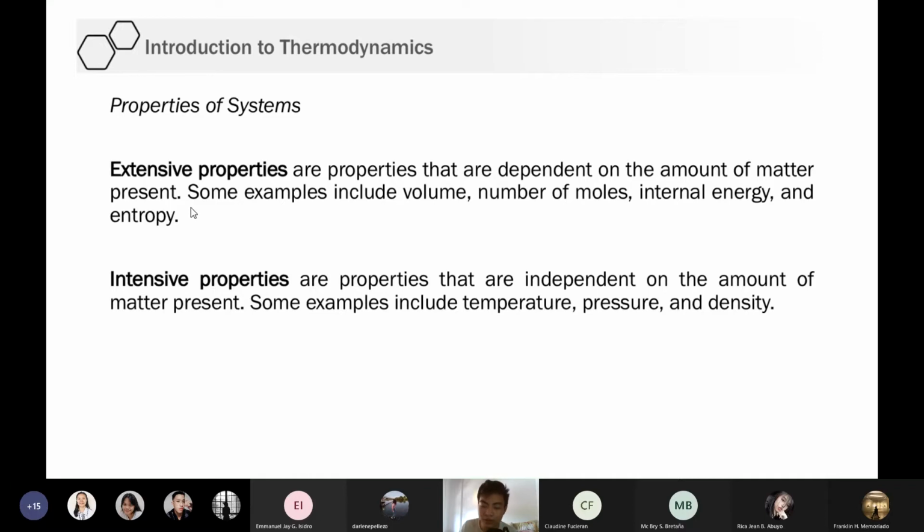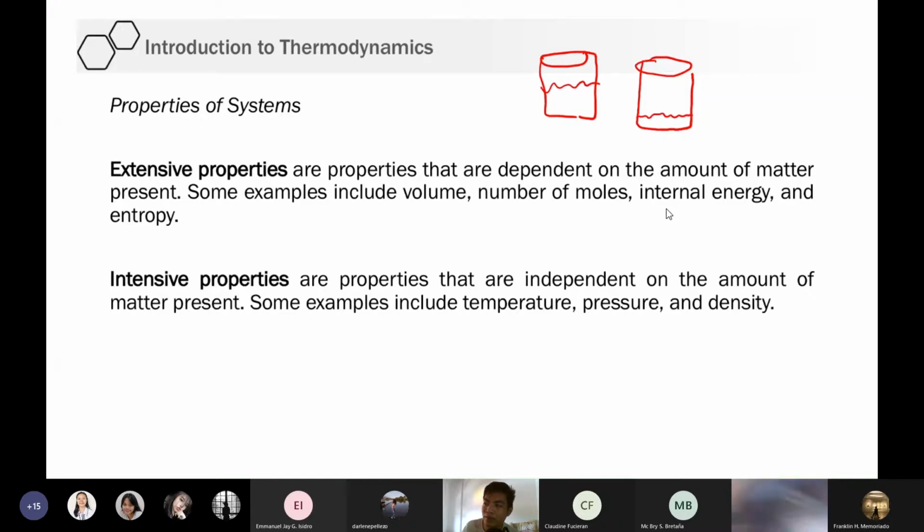Okay? So for example, I have a solution. Ayan yung liquid volume niya. Tapos ito. Ito yung isa. So, sino mas marami? Obviously, ito. No? Kasi mas marami siyang tubig eh, no? So, sino mas maraming moles? E di ito. Sino mas maraming volume, sino mas entropic, sino mas mataas internal energy.